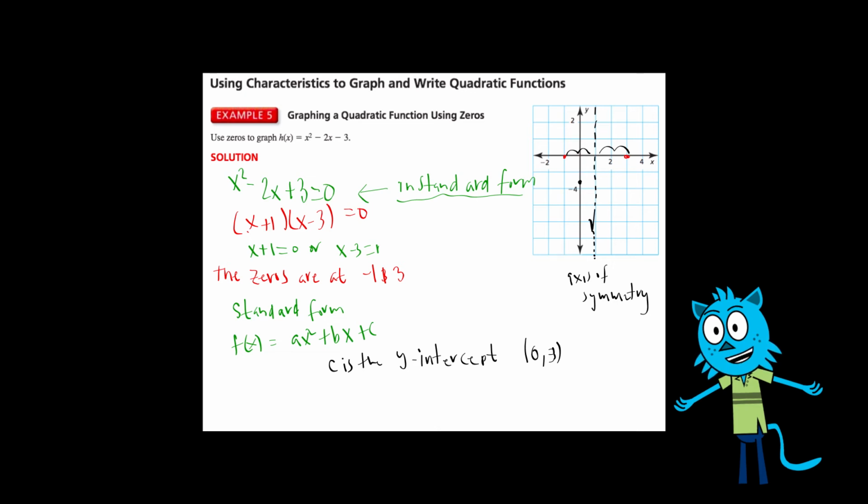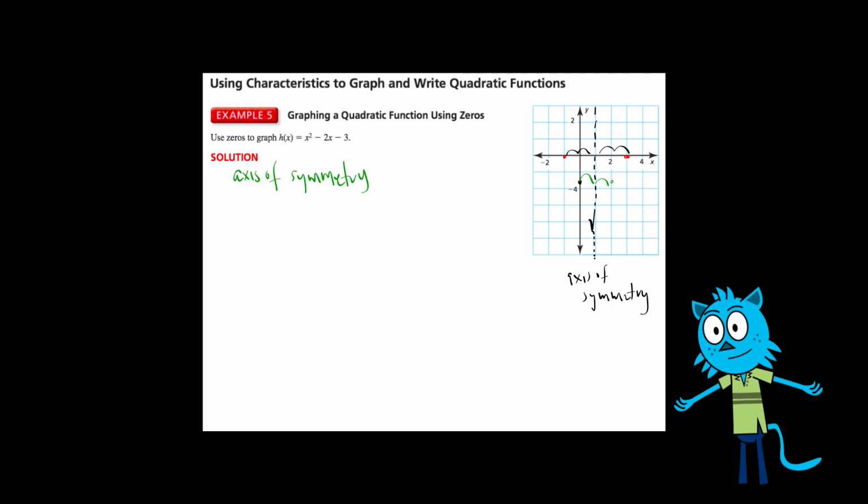How do we find the axis of symmetry again? We're going to take our p and our q, add them up, and divide by 2. So -1 plus 3 divided by 2. That gives us our axis of symmetry. So here it is, -1 plus 3 over 2. That's equal to 1. So that means that our axis of symmetry is at x equals 1.